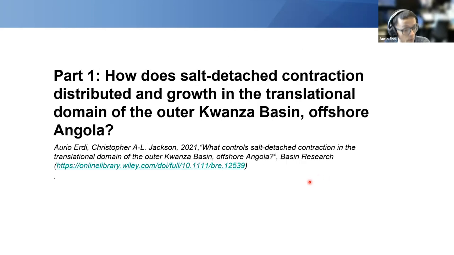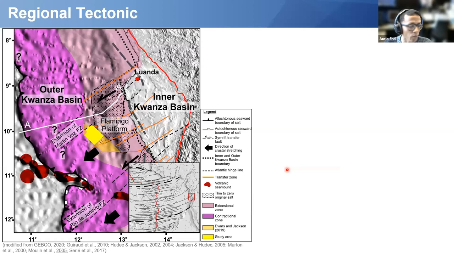And so let's begin with the first part. This work has been recently published in Basin Research. And if you are really interested in this work, you can read it in much more detail in the journal. So if we want to learn about the distribution and growth of salt-detached contraction in the translational domain, one of the best areas is the Kwanza Basin of South Angola.